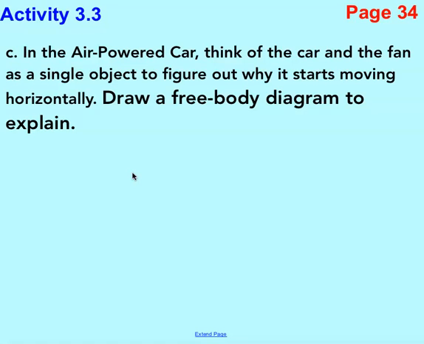So this is a little bit different than what we've done. Here it says, if we read it again, think of the car and the fan as a single object. So when you draw the square in here for a free body diagram, we're going to think of the car and the fan as a single object. Why? Well, we taped it together. It was all part of one. So treat it as one.